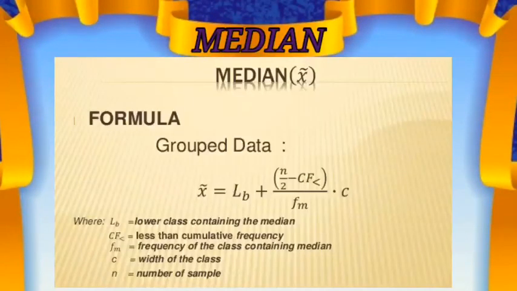Next, we'll see the formula for finding the median of grouped data. The median is equal to the lower limit L plus (n by 2 minus cumulative frequency) divided by frequency, multiplied by h, where h denotes the width of the class. Here L is the lower limit, CF is the cumulative frequency, F is the frequency of the class containing the median, h is the width of the class, and n is the number of samples.